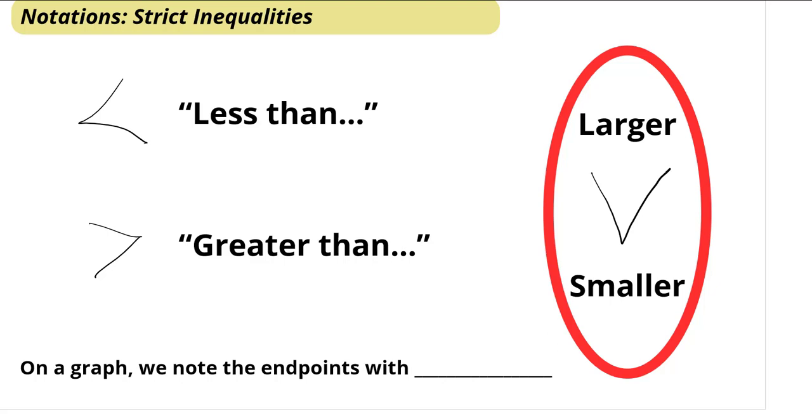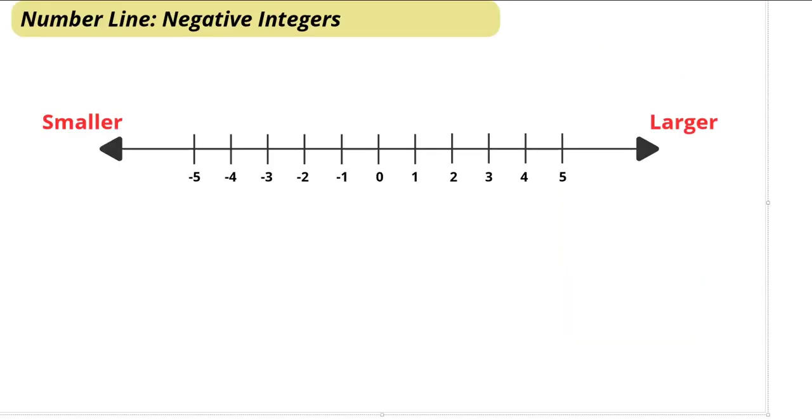Now on a graph, we note the endpoints with either open circles, that may have been what you were used to, or with parentheses, depending on where your endpoint is. So let's take a look at negative numbers first, because this is where a lot of people struggle with their inequalities, is when we start working with those negative numbers.